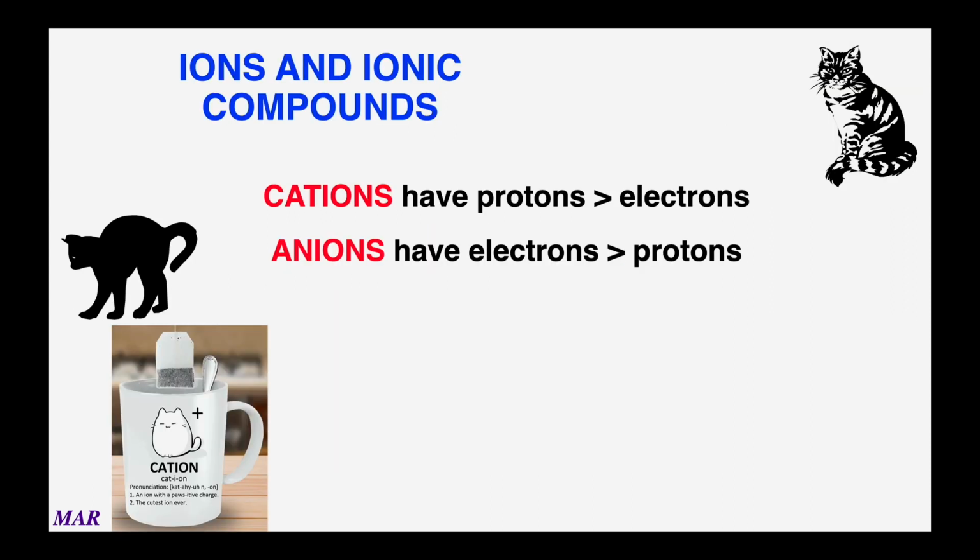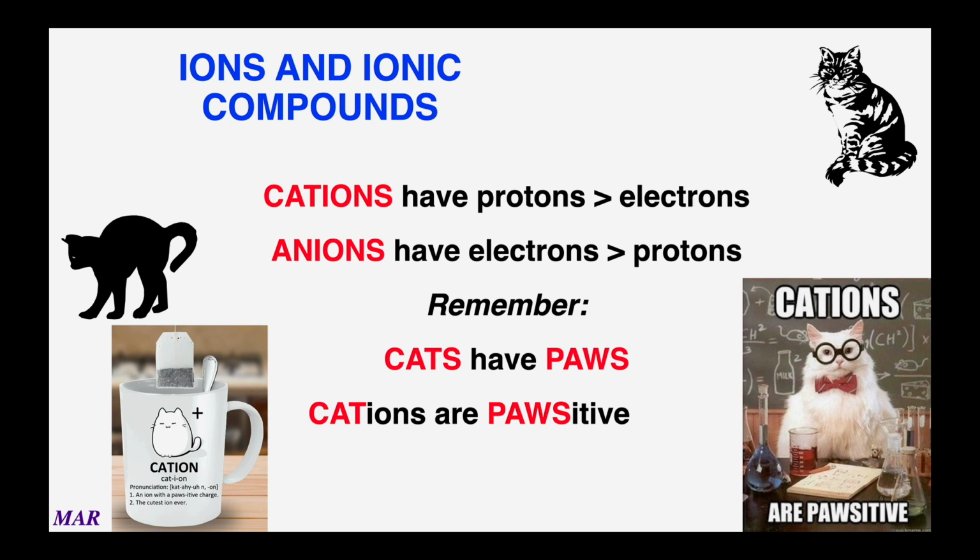Cation and anion may be somewhat new to you. It's not too hard to remember because cats have paws. Cations are positive. All right, I know it's kind of silly. I do like cats, I admit. But anyway, cations have more protons than electrons, and anions have more electrons than protons. But if you remember that cats have paws, or cations are positive, you're going to be good to go.